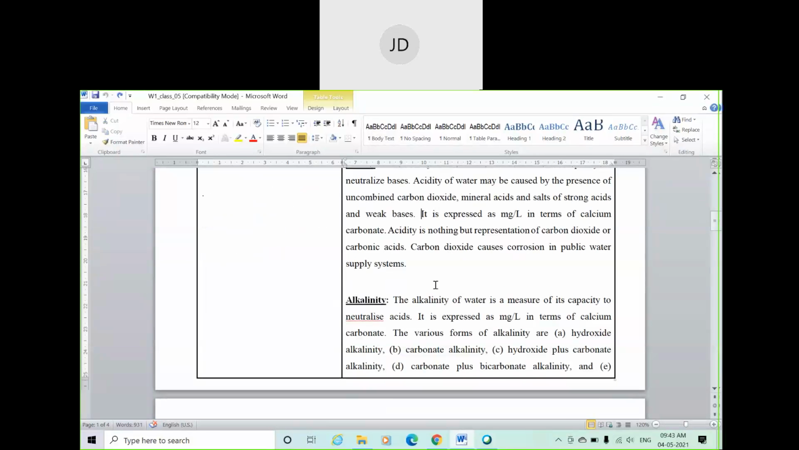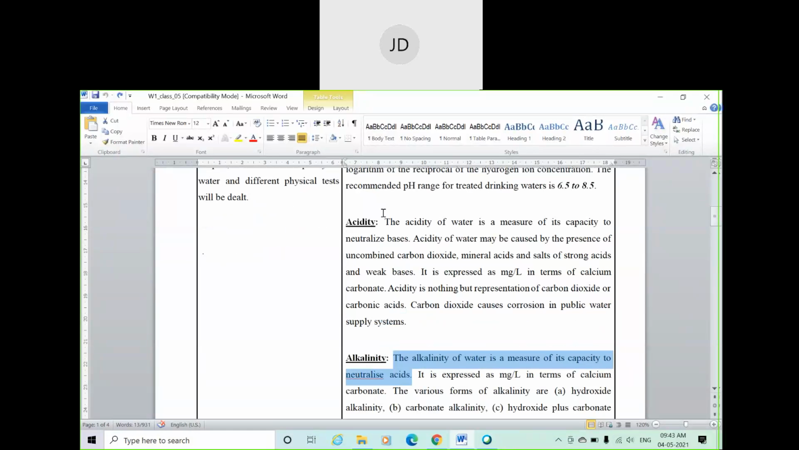Same as acidity, it is kind of the opposite of acidity. A particular water sample having OH minus concentration higher than H plus concentration, you can say is alkaline water or basic water. And the alkalinity of water is a measure of its capacity to neutralize acid. You can see the first line is completely opposite. Acidity of water is a measure of its capacity to neutralize base.